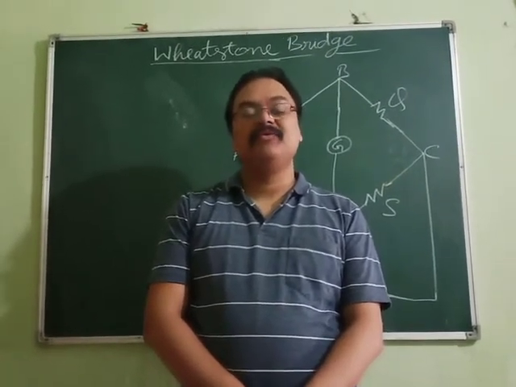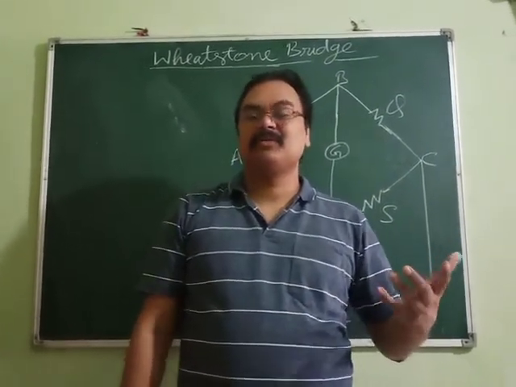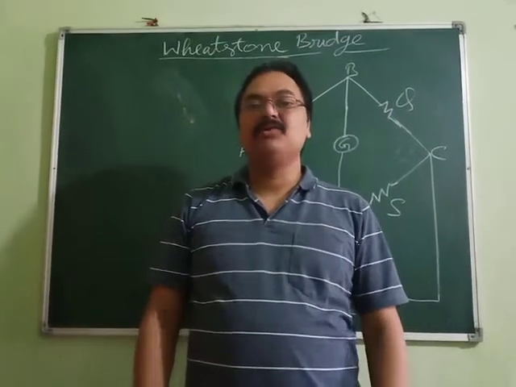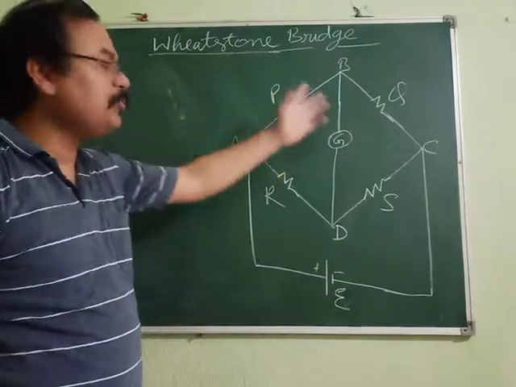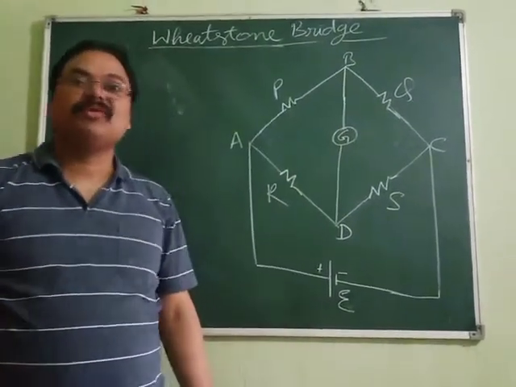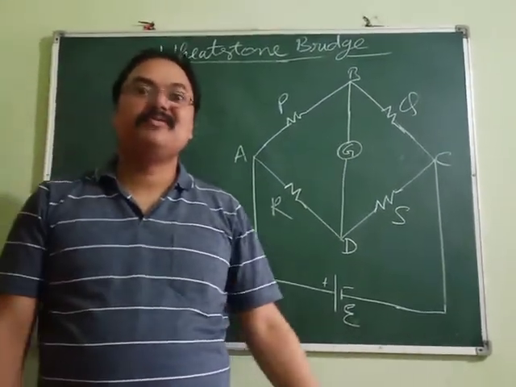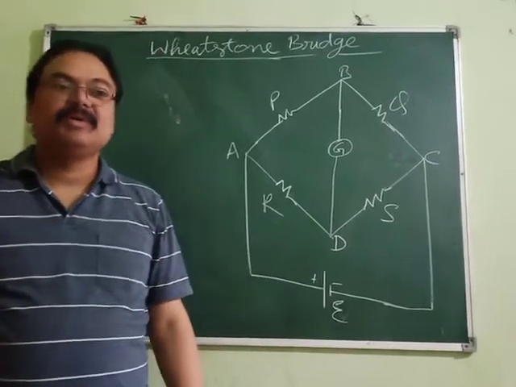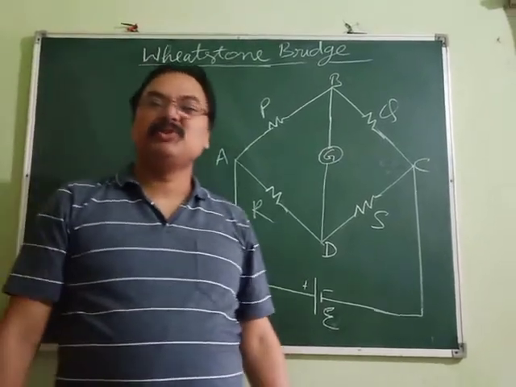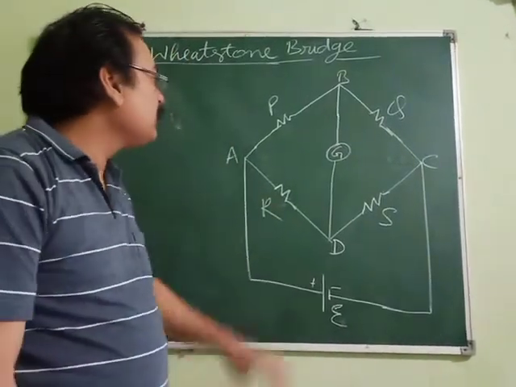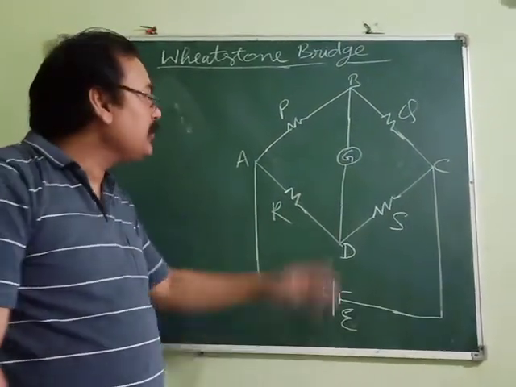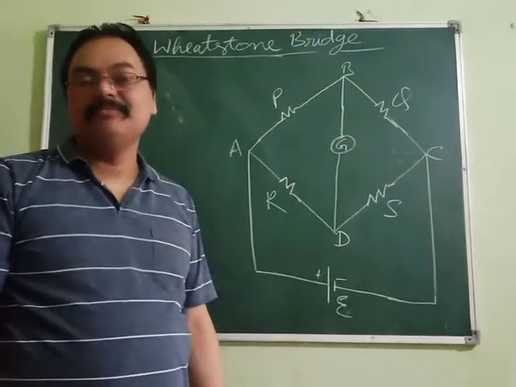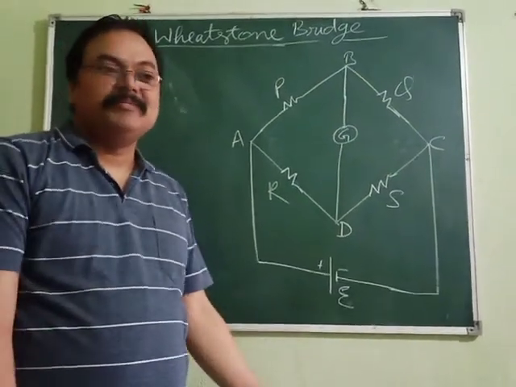We know that the chapter which is going on is current electricity, and today's topic is Wheatstone Bridge. It is named after the scientist who discovered this, Charles Wheatstone. This is actually an arrangement of four resistors along the four arms of a rhombus.